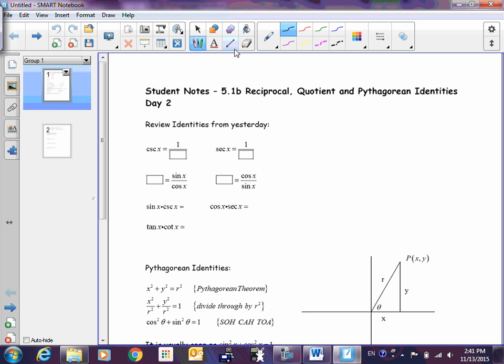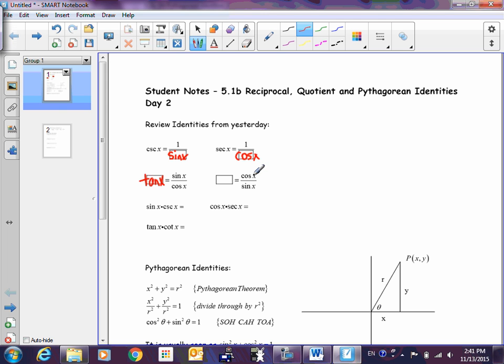What do you guys remember from yesterday? Cosecant of x is equal to what? 1 over sine x. And it works both ways. Sine is 1 over cosecant. Okay, what about secant x equals 1 over cosine x? And then what was equal to sine over cosine? Tangent. Okay, so the top two, those are a couple of reciprocal identities.